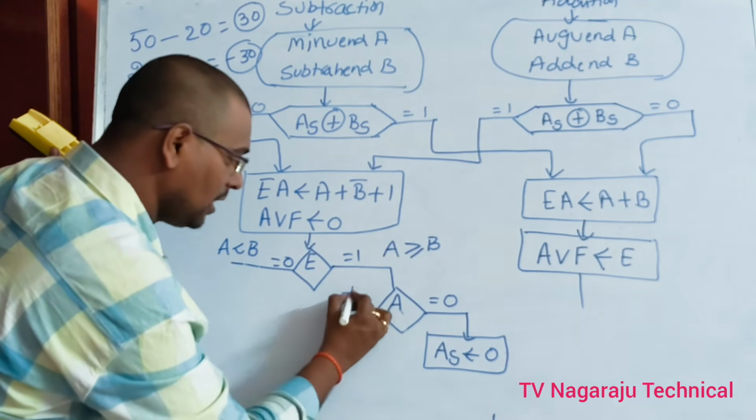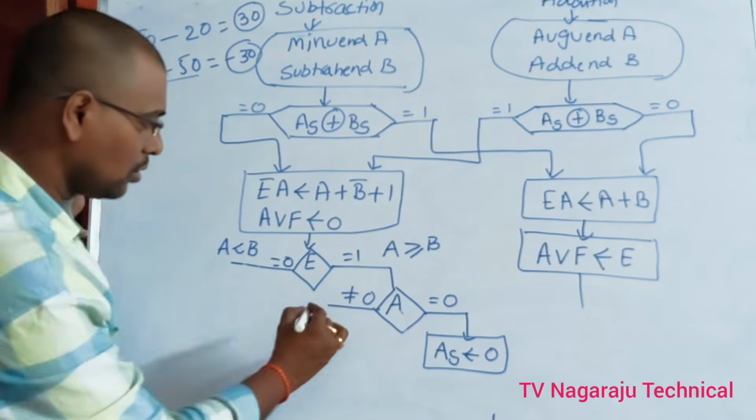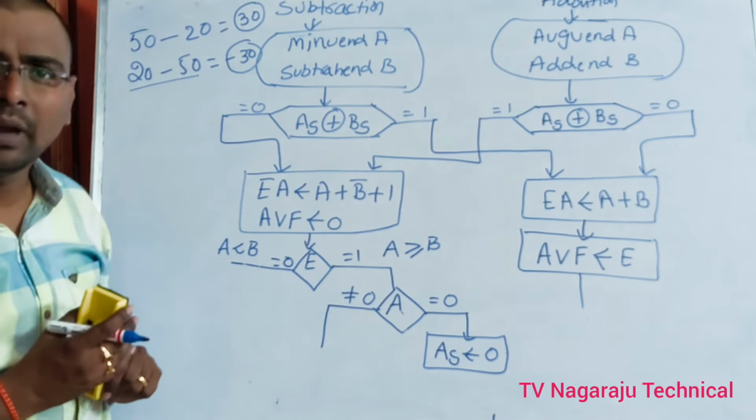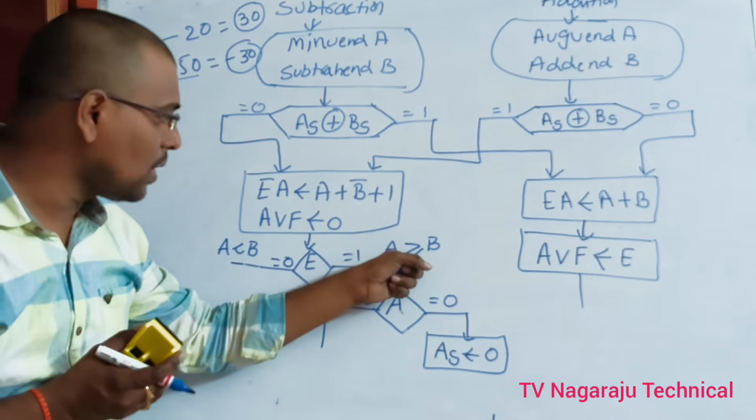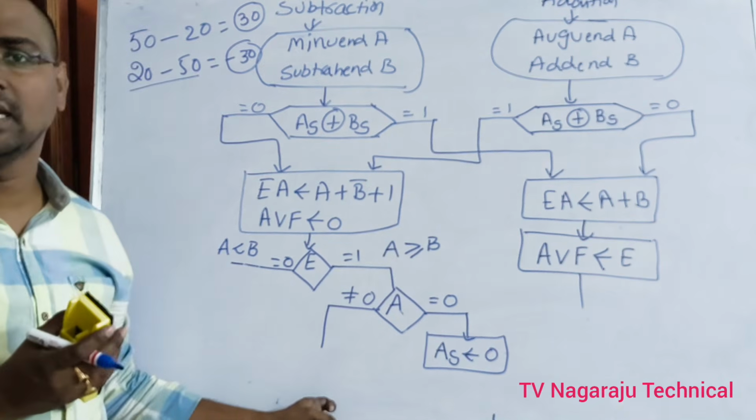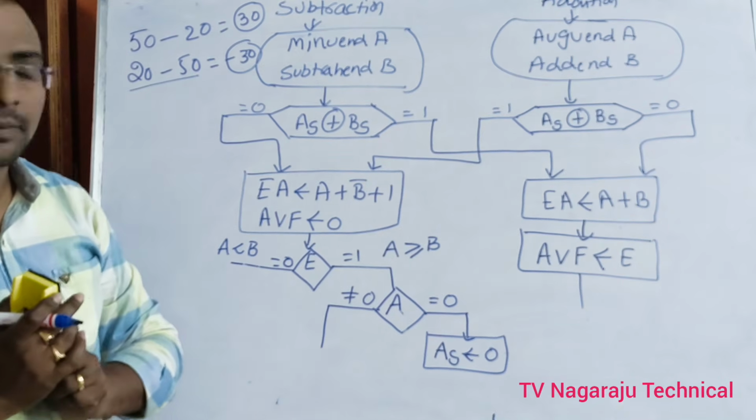Suppose it is not equal to 0, no need to do anything. My operation is completed. Why? If it is not equal to 0, whatever the sign of A, automatically the sign is assigned. That is not a problem.